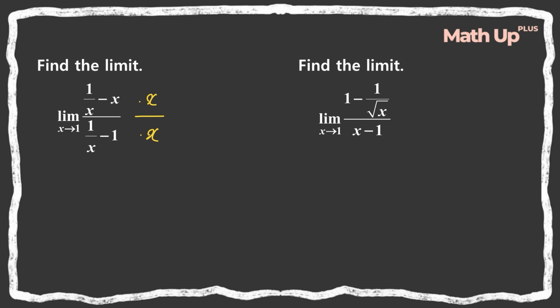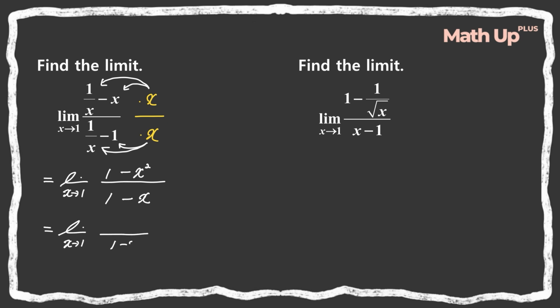Okay? So this is equal to the limit as x approaches 1 of x times 1 over x, that's 1, x times x, that's x squared, so 1 minus x squared, over x times 1 over x, that's 1, x times 1, that's x, so 1 minus x, right? Now if we factor the numerator, that's going to be 1 minus x, 1 plus x, right?